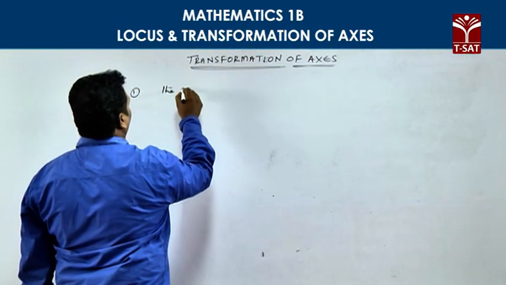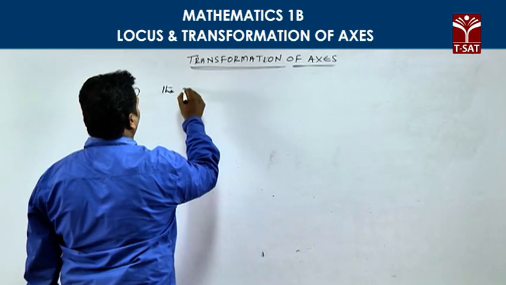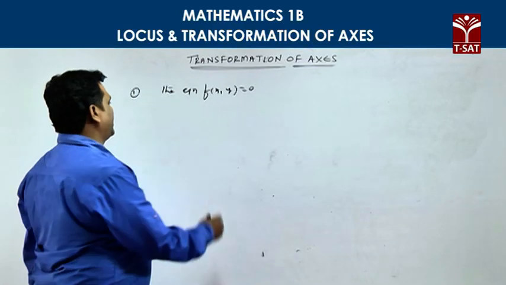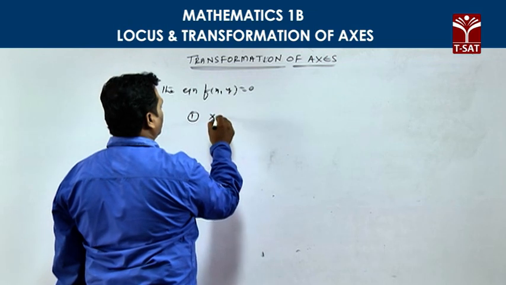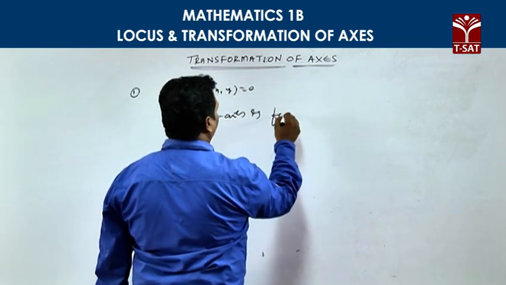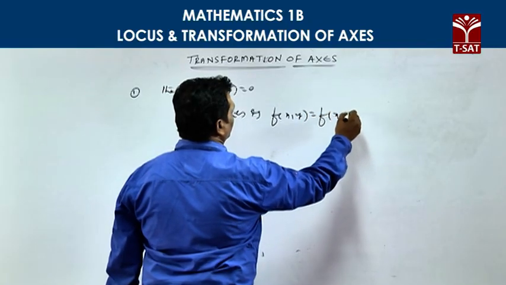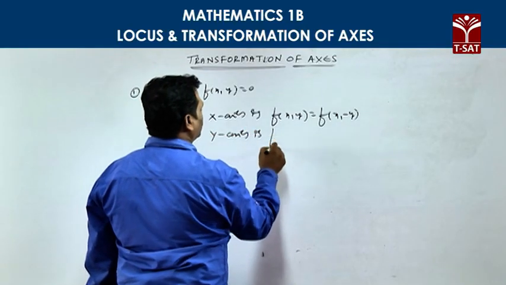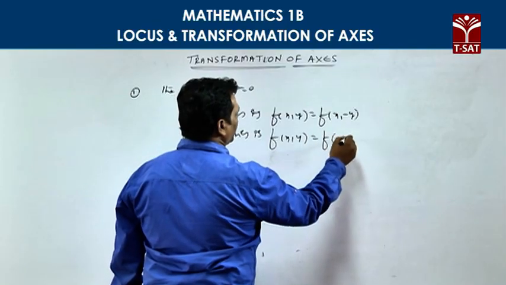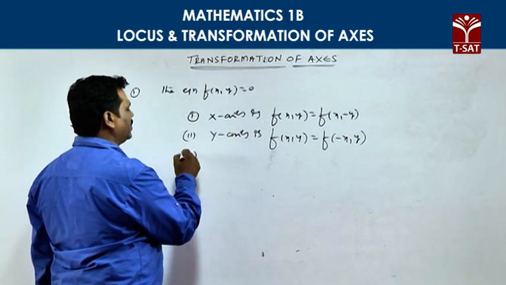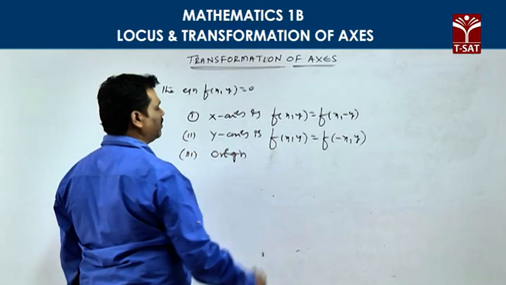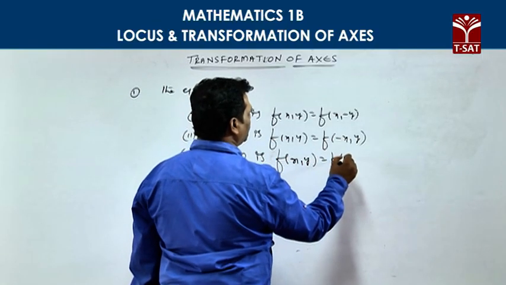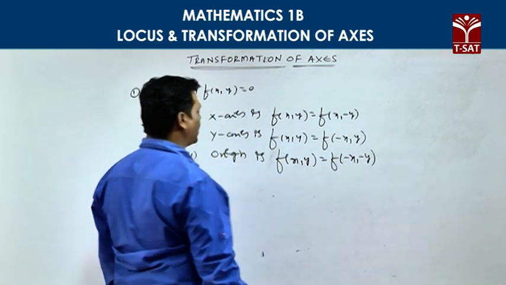Symmetry of the equation f of x comma y equal to 0: symmetric about the x-axis is f of x comma y equal to f of x comma minus y, and symmetric about the y-axis is f of x comma y equal to f of minus x comma y, and the third one, symmetric about the origin, is f of x comma y equal to f of minus x comma minus y.